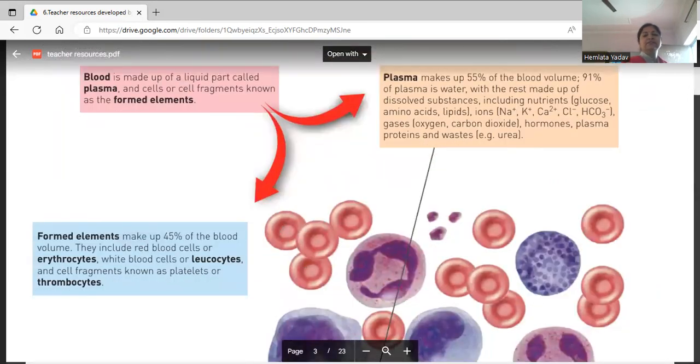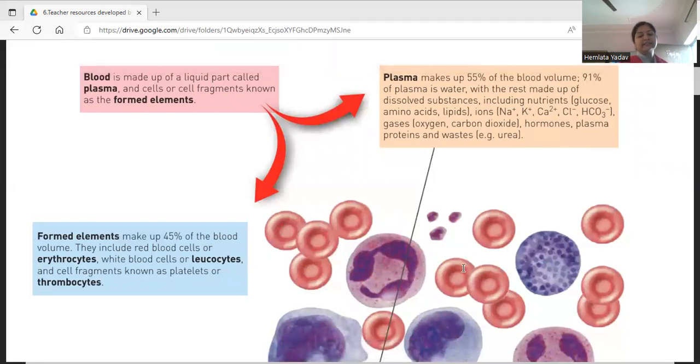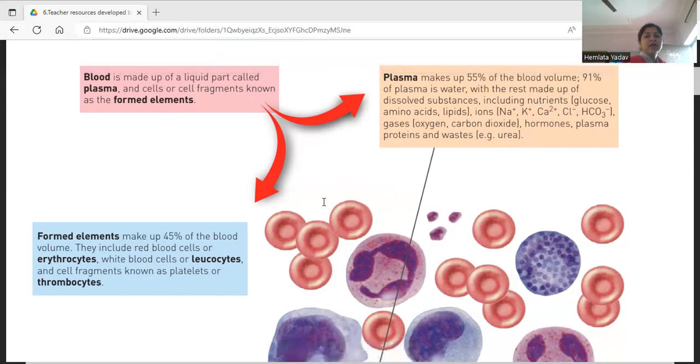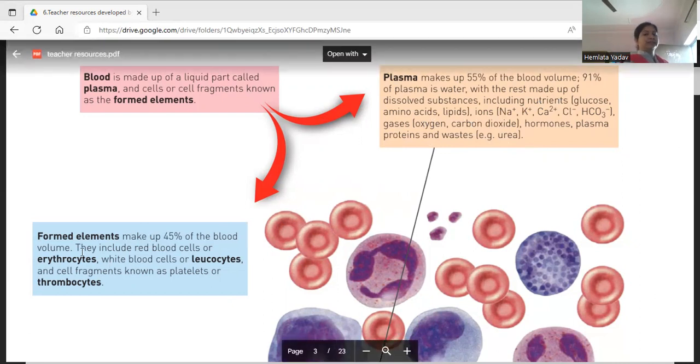You can see in the image different kinds of blood cells. Blood is made of a liquid part called plasma, and the formed elements which are shown here. RBCs are biconcave; as you can see, they are concave from both sides. Plasma makes 55% of the blood volume. It has dissolved water, and the rest is made up of dissolved substances including nutrients, glucose, amino acids, lipids, and ions: sodium, potassium, calcium, chlorine, and gases: oxygen, carbon dioxide, hormones, and plasma proteins. Some wastes are also there, like urea.